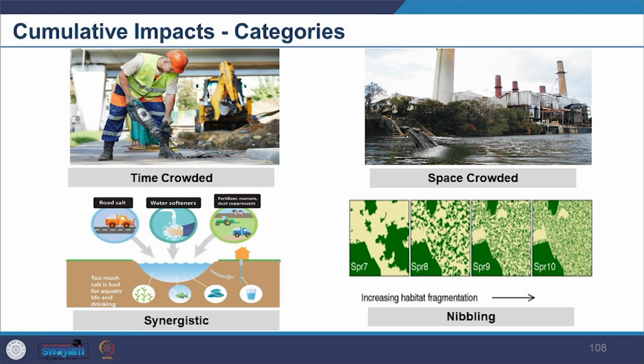And the other category is nibbling, which is like the incremental erosion of our resources until there is a significant change. So continuously something is getting lost, and then the significant change happens. Like habitat fragmentation, where the habitat gets divided, and then it's totally lost, and the loss of green fields from the urban areas. So all these things happen in bits and pieces, and then eventually it makes a significant change.